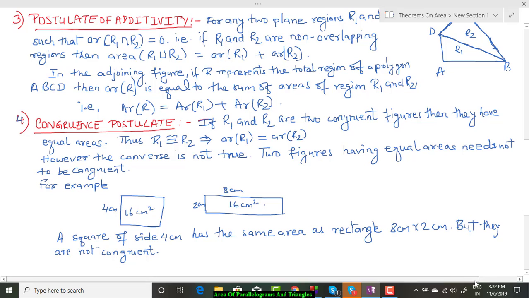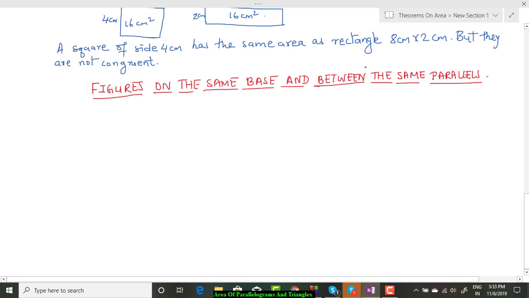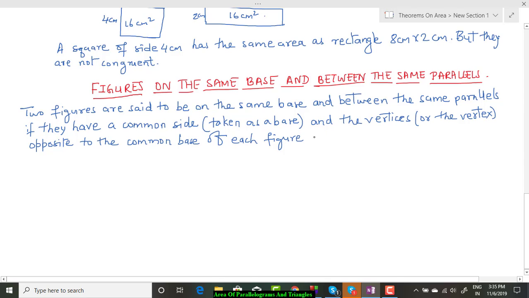Now let's discuss one statement. The statement says figures on the same base and between the same parallels. Let's discuss this thing in a bit detail. So two figures are said to be on the same base and between the same parallels if they have a common side taken as a base and the vertices or the vertex opposite to the common base of each figure lies on the line parallel to the base.